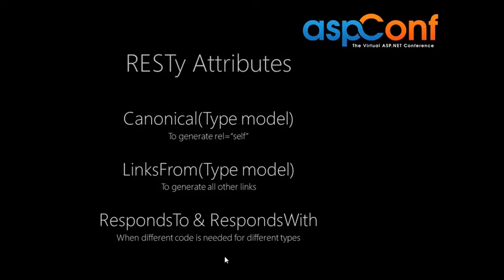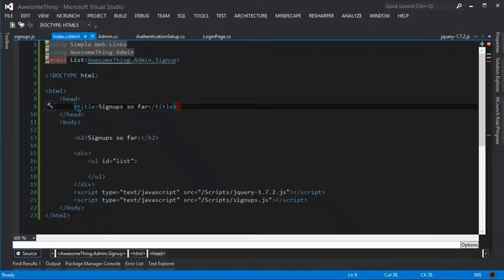And we also have responds to and responds with, which just gives you an extra layer of filtering over which handler is going to be used to service a resource. So we can say responds with JSON or XML or HTML, and responds to different types as well. So let's take a look at how we can implement this in our code.